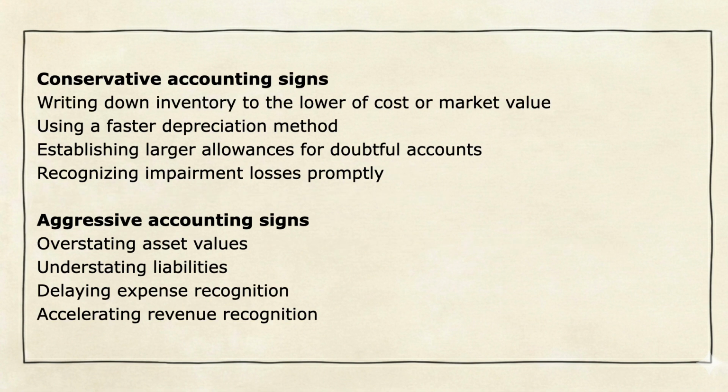Conservative accounting signs include writing down inventory to the lower of cost or market value, using a faster depreciation method, setting aside larger amounts for doubtful accounts, and recognizing impairment losses quickly. Aggressive accounting signs involve exaggerating asset values, minimizing liabilities, postponing expense recognition, and speeding up revenue recognition.